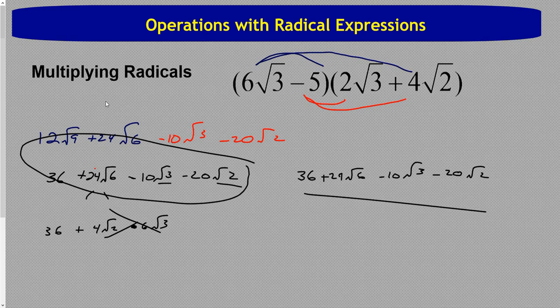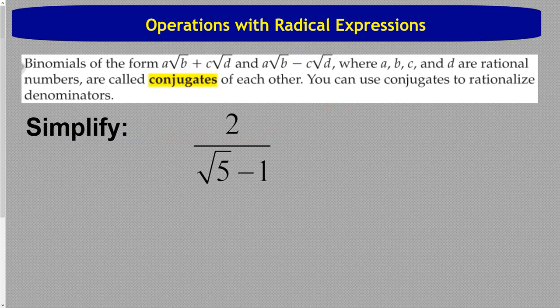It's just like multiplying, just like foiling. We've got to just go through the process of multiplying the stuff outside the radicals and then the stuff inside the radicals. Okay. Last thing I want to talk about. Binomials of this specific form, a square root of b plus c square root of d, and a square root of b minus c square root of d, are called conjugates.